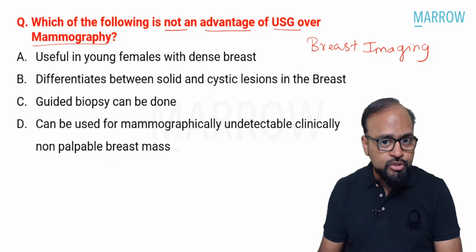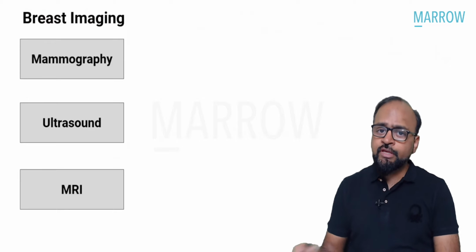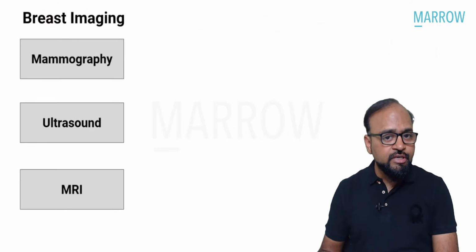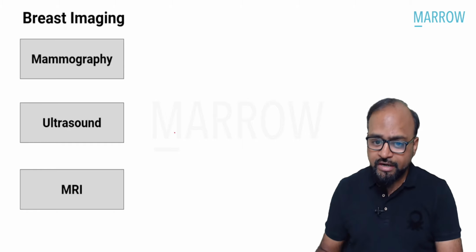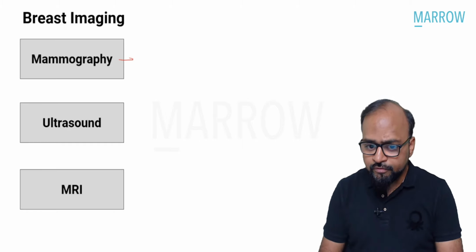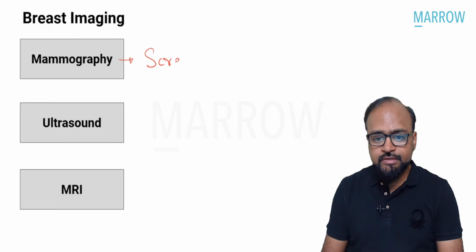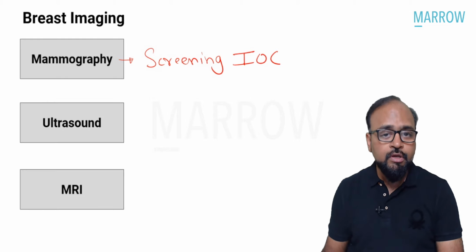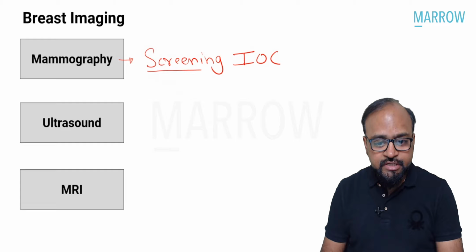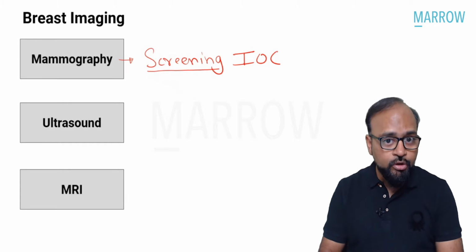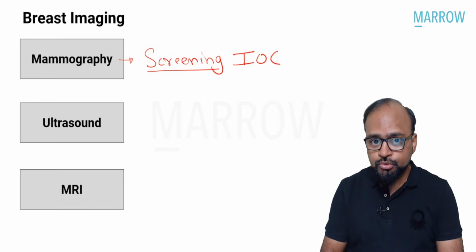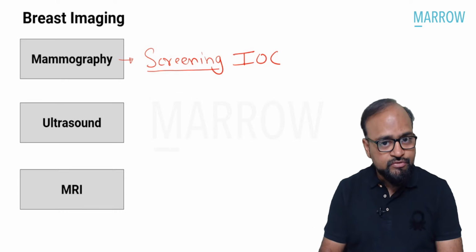Let us explore these options a little bit. When we think of breast imaging, we consider three main modalities: mammography, ultrasound, and MRI. What is the role of these modalities? Remember, mammography is the screening investigation of choice. Now, if you see the word screening in your question, remember that the answer is usually mammography. There are some exceptions to this rule though, and we are going to discuss that as we go ahead.